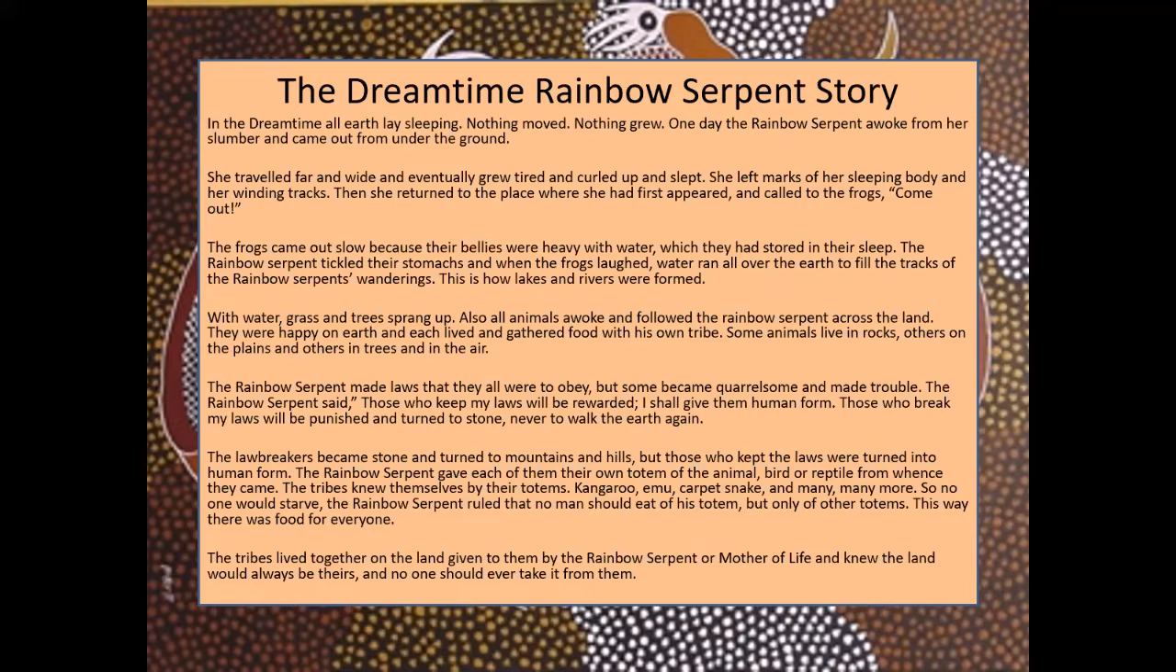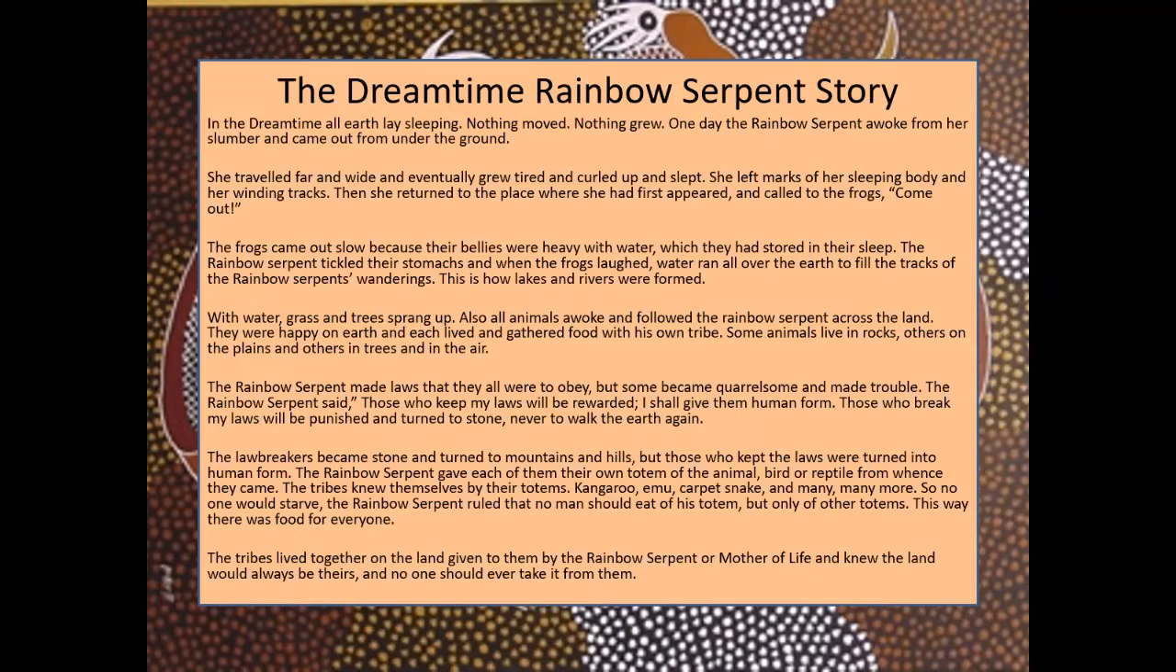With water, grass and trees sprang up. Also, all animals awoke and followed the rainbow serpent across the land. They were happy on earth, and each lived and gathered food with his own tribe. Some animals live in rocks, others on the plains, and others in trees and in the air. The rainbow serpent made laws that they were all to obey, but some became quarrelsome and made trouble.